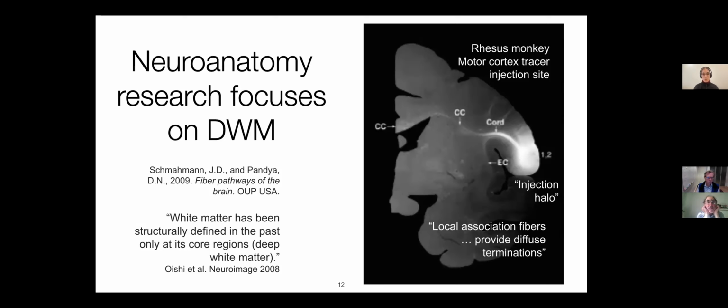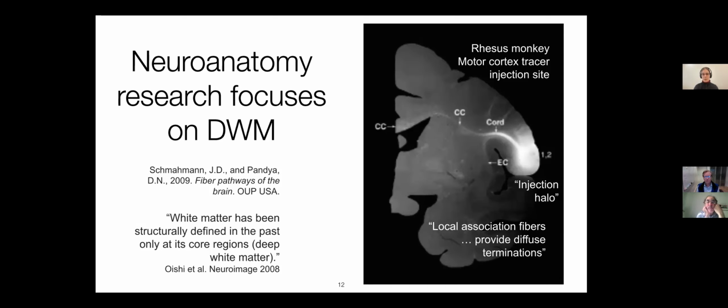And this is a picture over here on the right from the Fiber Pathways of the Brain book. And this is a tracer injection into the motor cortex of a rhesus monkey. And you can see the injection site because it's very bright. And they call that in the book the injection halo. What you can really immediately notice about the injection halo is that it obscures the nearby local superficial white matter connections. So those are already harder to see.